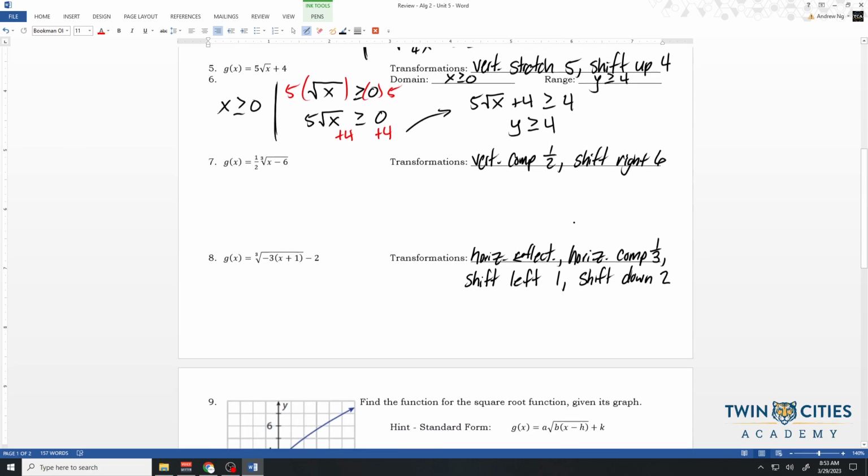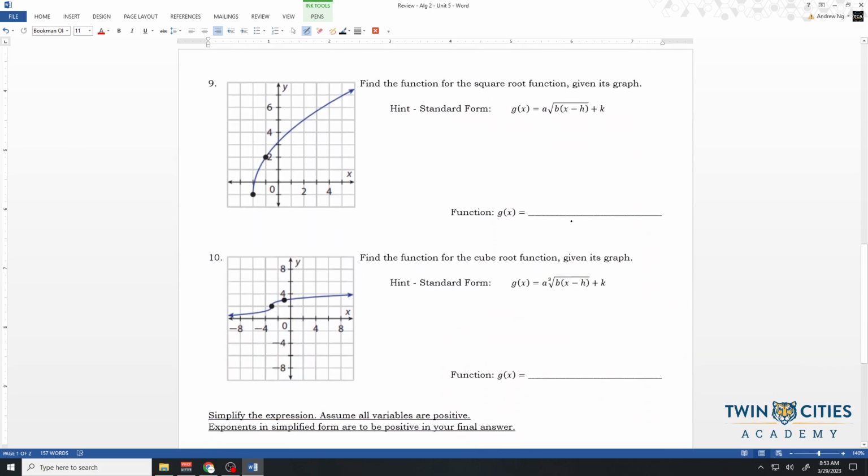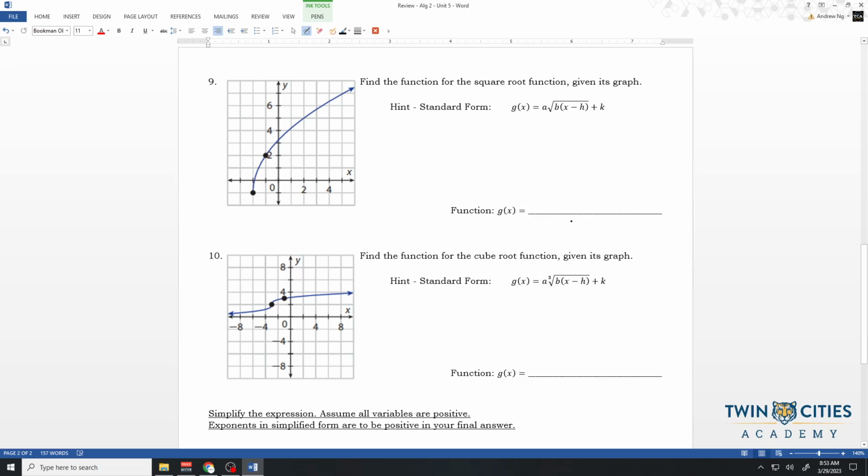All right, let's move on to the second page. At the top of the second page, I've got 2 graphs. And for each of these, I want to find the function for the square root and find the function for the cube root graph here and write this in a standard form. Okay, let's begin with number 9.